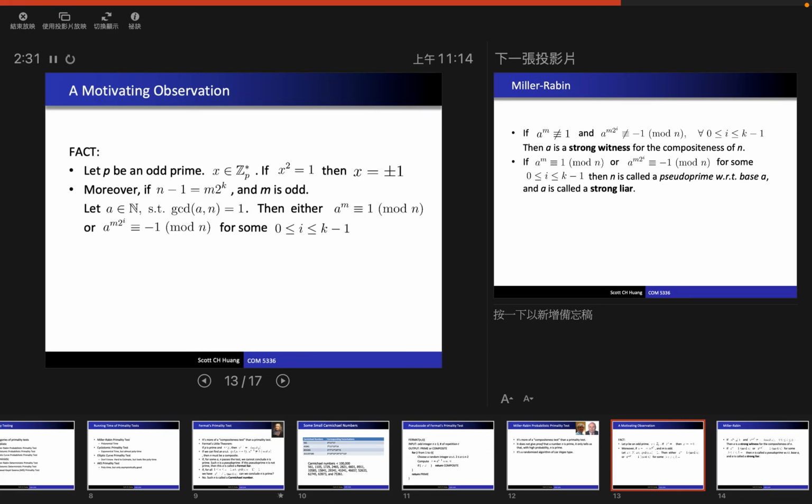Let me briefly tell you what it is doing. The idea is to find whether there is any other square root of 1 other than plus minus 1, because we already have two square roots, plus minus 1. If we can find another square root, then we find more than two square roots. That's enough to say that p is not prime. So that's the idea.